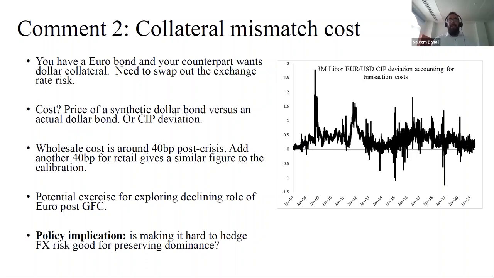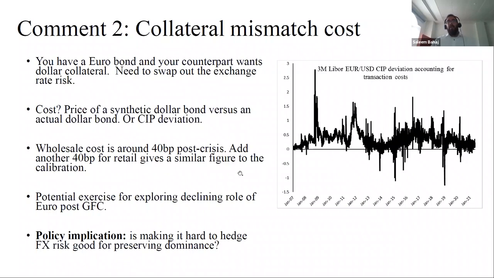Okay, and that's the CIP deviation, effectively. And you know, we can measure that. I put it on the right for a 3-month contract, accounting for bid ask spreads, etc. And the average price post-crisis is around 40 basis points wholesale, so what a bank would pay. If you actually add, maybe double that for a retail transaction, I'm not sure what a retail cost would be, but that's just a rough figure. You're actually getting quite close to the calibration that Rosen's using. They use 100 basis points for the cost. So that's encouraging, but at least you can back it from the financial market data by doing that.